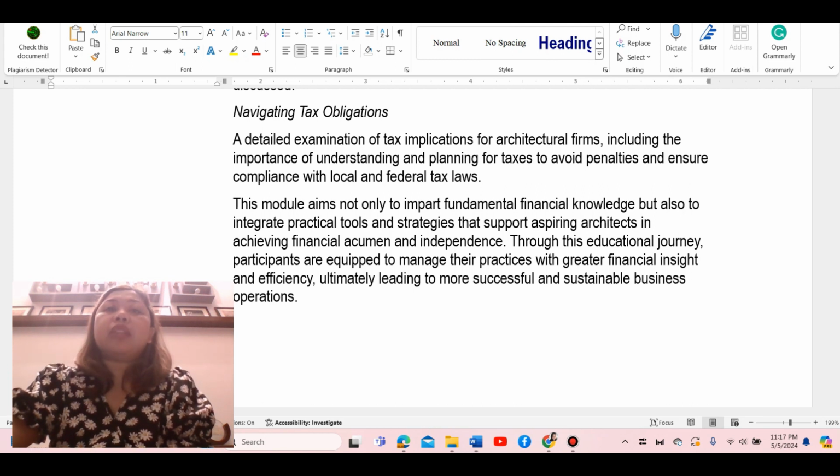This module aims not only to impart fundamental financial knowledge, but also to integrate practical tools and strategies that support aspiring architects in achieving financial acumen and independence. Through this educational journey, participants are equipped to manage their practices with greater financial insights and efficiency, ultimately leading to more successful and sustainable business operations.